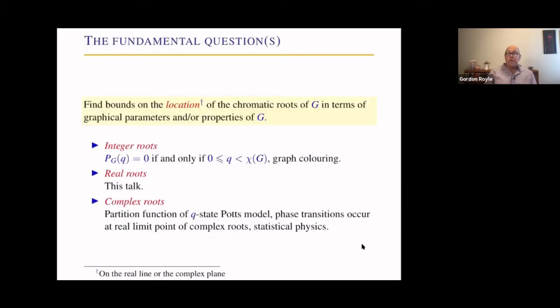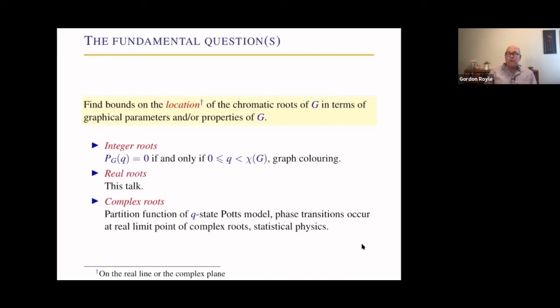So here is the fundamental question that sort of guides everything. What I want to do is find bounds on the location of chromatic roots in terms of parameters or properties of G, in a fairly general sense. So I could say maybe the property would be planarity, and then I'd be asking for the chromatic roots of planar graphs. Or it can be a function of, say, the maximum degree of the graph. Can I say where the chromatic roots must lie if the maximum degree is below a certain value?